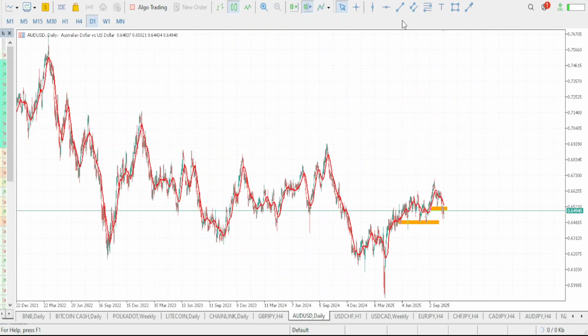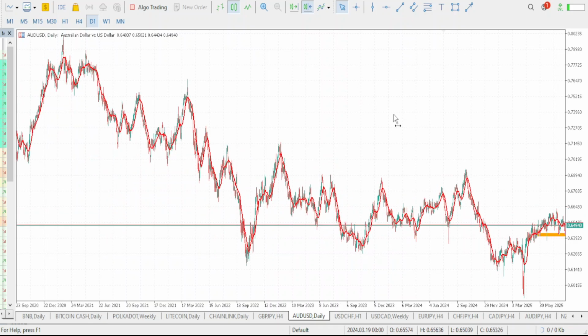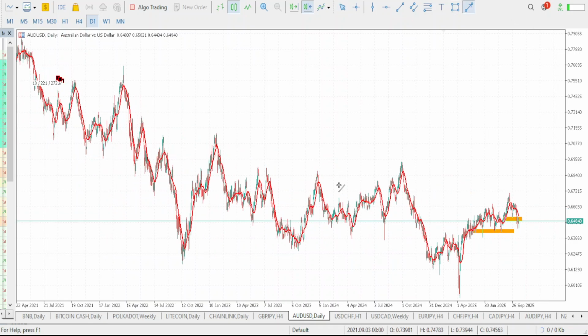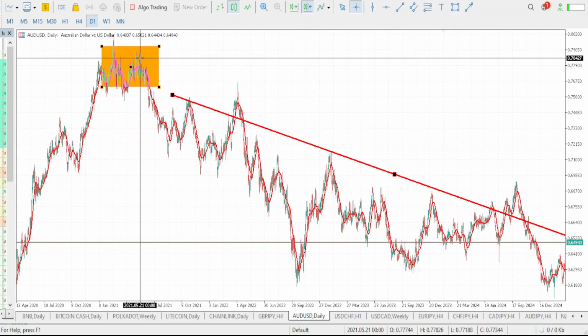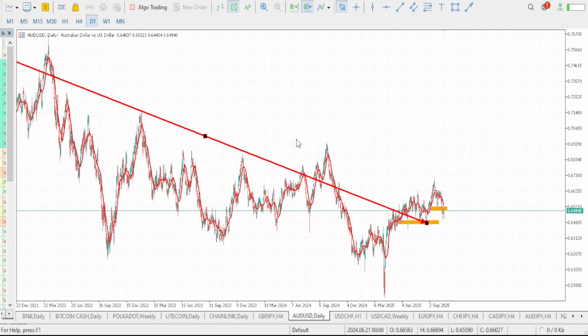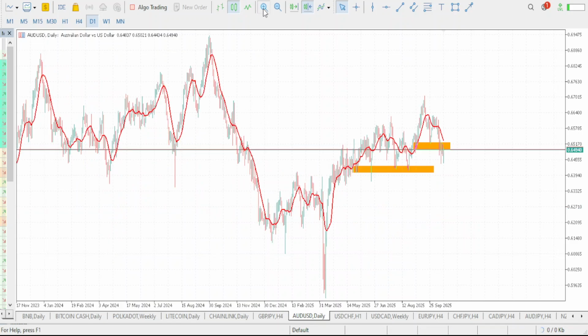So let's take a look at our trend on AUD USD. Our full trend, overall trend, is clearly a downtrend. This movement here was around 2021. Ever since then, we've been having that bearish move on AUD USD.